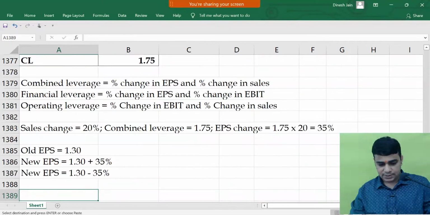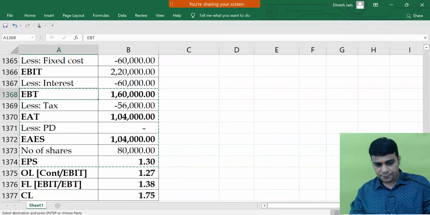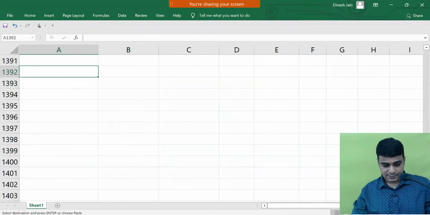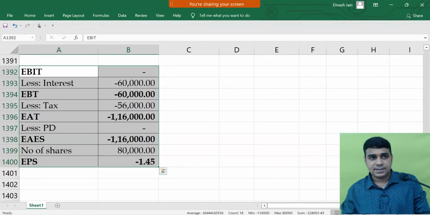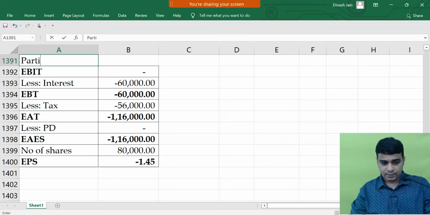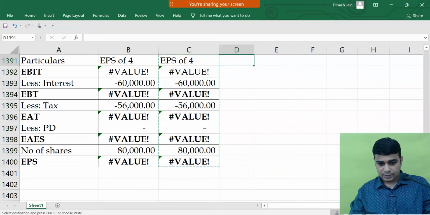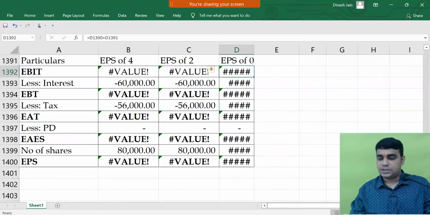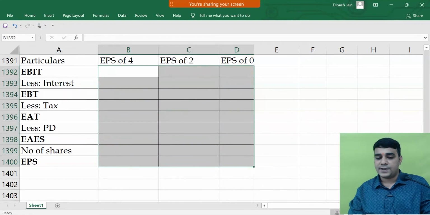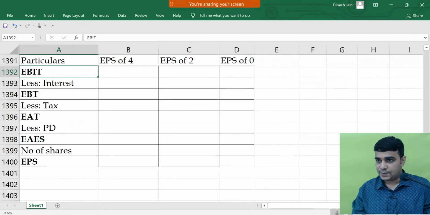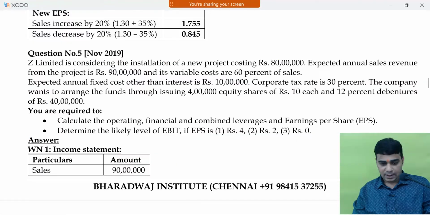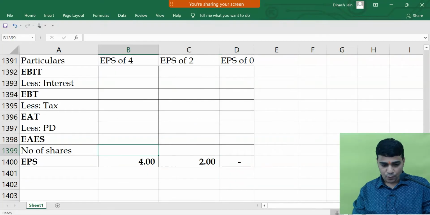The income statement from EBIT till EPS. They wanted EPS of 4, EPS of 2 and EPS of 0. These are the three levels given in the question, and we are going to reverse work and get to the EBIT number. EPS is 4, 2 and 0. The number of shares in this case is 4 lakhs.